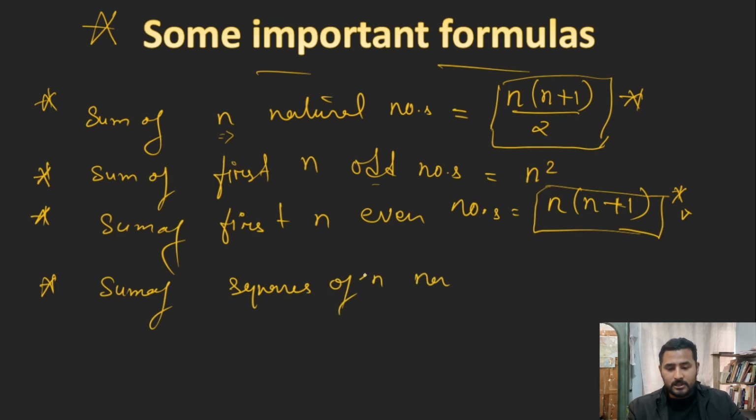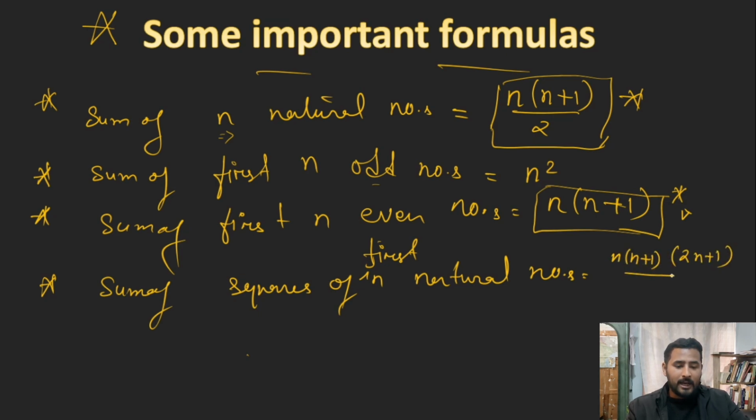So the last one, we have the sum of squares of first n natural numbers. You understand, I hope: 1 square plus 2 square plus 3 square plus 4 square plus 5 square, like this. How will you find this one? Also you have one formula that you have to remember: n into n plus 1 into 2n plus 1 divided by 6. You have to use this formula to find the sum of squares of first n natural numbers.